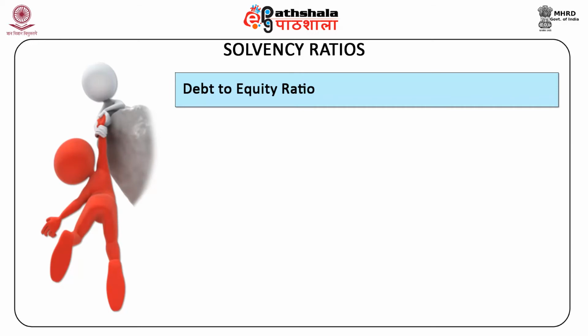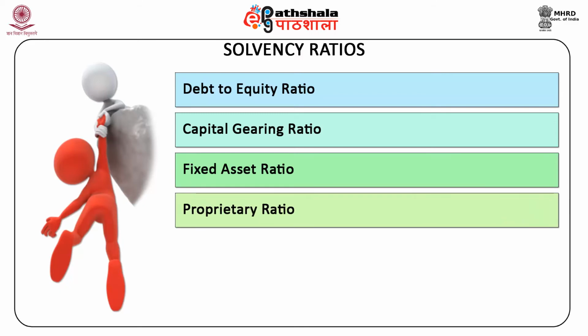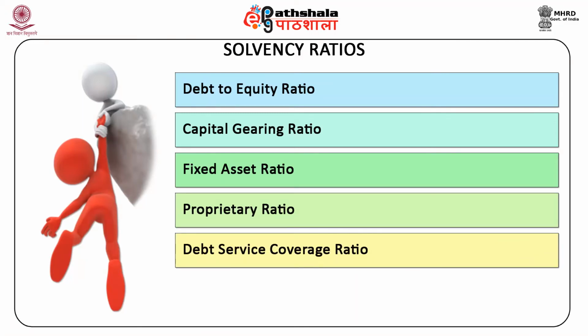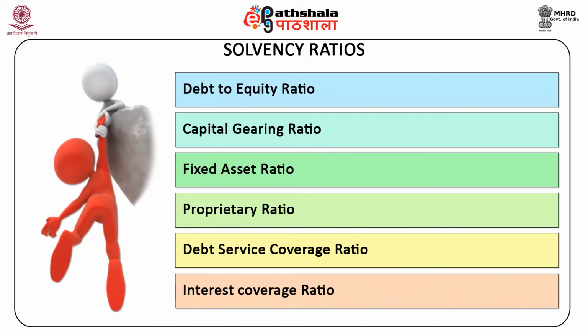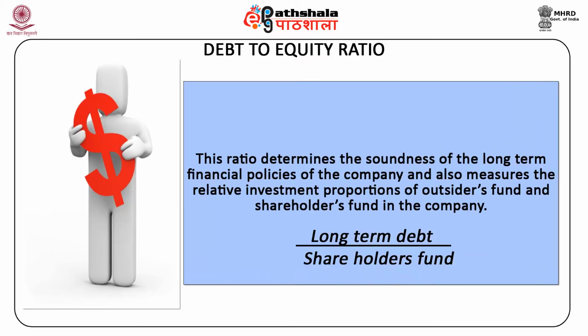Debt to equity ratio, capital gearing ratio, fixed asset ratio, proprietary ratio, debt service coverage ratio, interest coverage ratio. Debt to equity ratio. This ratio determines the soundness of the long-term financial policies of the company and also measures the relative investment proportion of outsiders' funds and shareholders' fund in the company. It is calculated using the following formula. Long-term debts divided by shareholders' fund.